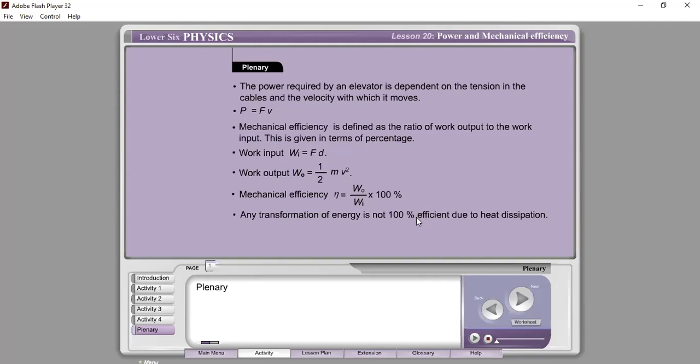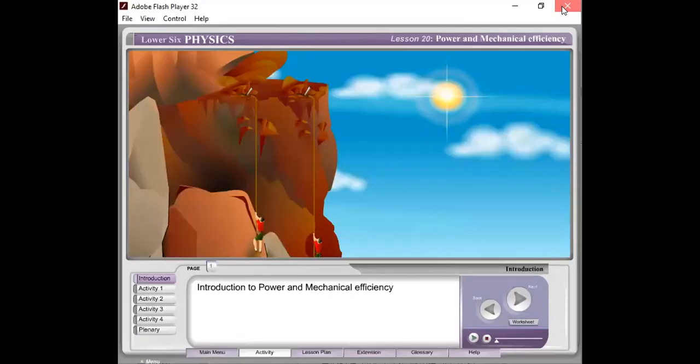Why? Because according to the principle of conservation of energy, energy cannot be created and energy cannot be destroyed, but it can change from one form of energy to another form of energy. Okay, so that's all for the lesson.